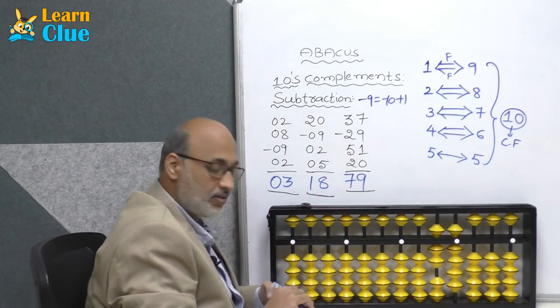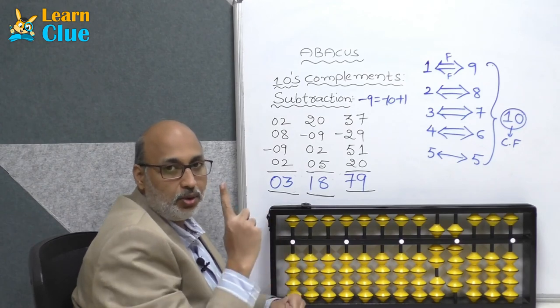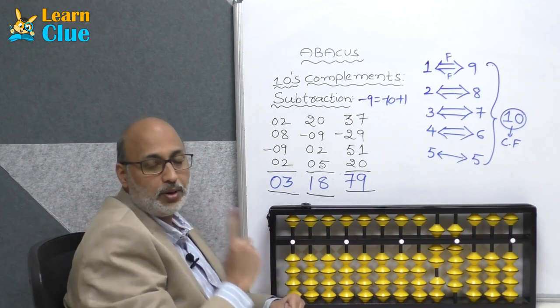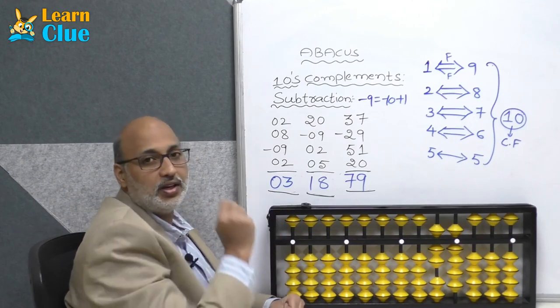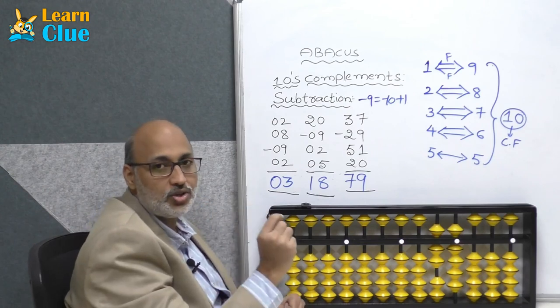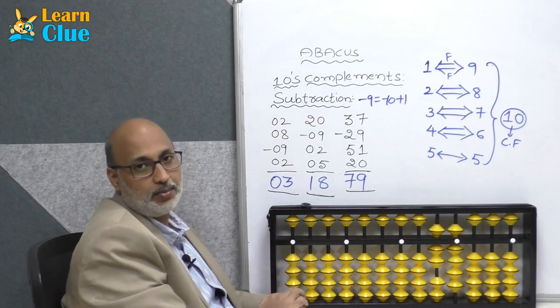79 is the answer. Remember, always the friends group is important. Remembering the friends group is important. If you remember the friends group, the technique will come very easily. This is the only shortest way to make the program successful in Abacus.